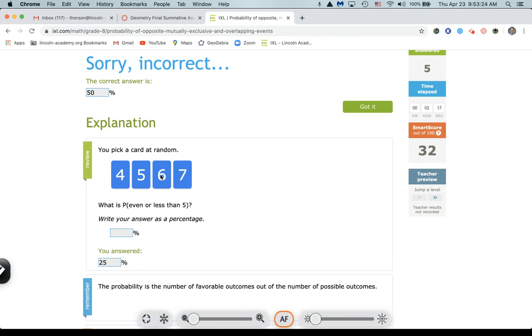There's another number that's not even. Okay, so be very careful that you read carefully. I want the probability of an even or less than 5. I didn't include 6 in my even numbers, and 6 is even. So be very, very careful.